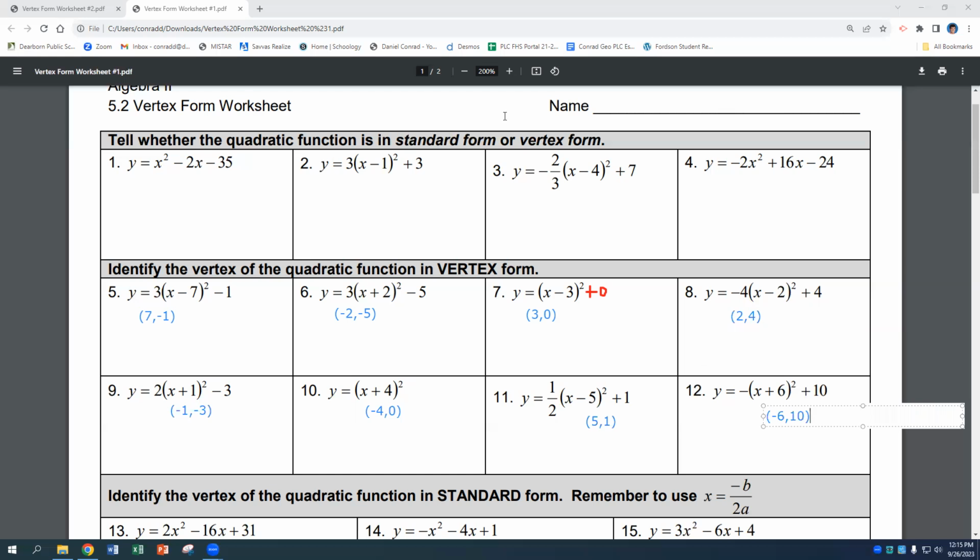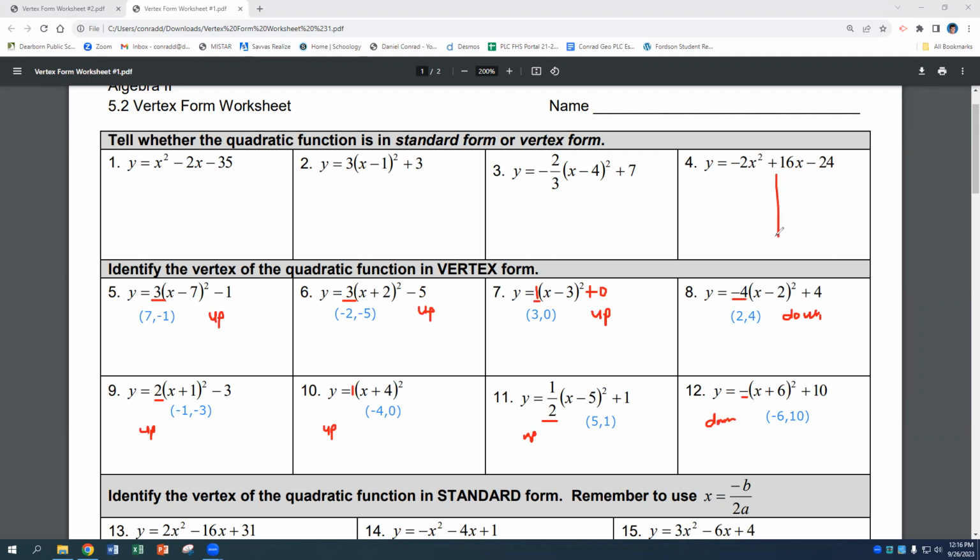Okay. All right, next thing, if a is positive here, so a is positive 3, so this is going to open up. Okay, a here is 1. There's really a 1 there, even though it's not written, but it's a positive 1, so it's going to open up. This is a negative 4, so it's going to open down. Okay, positive 2, so it's going to open up. There's a 1 here, positive 1, so it's going to open up. Okay, positive half, so it's going to open up. And then negative 1, so that's going to open down.